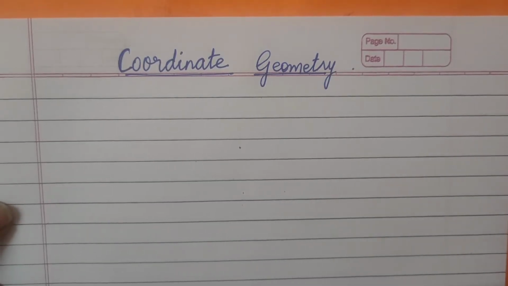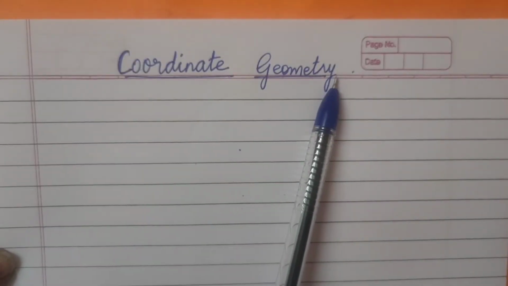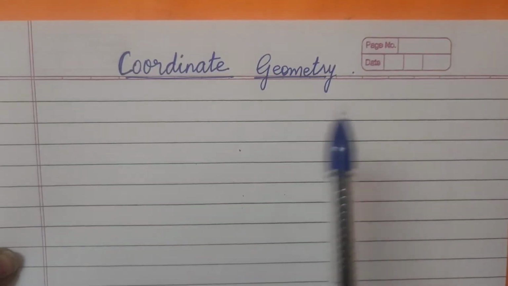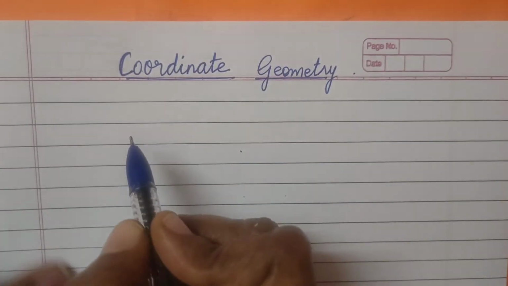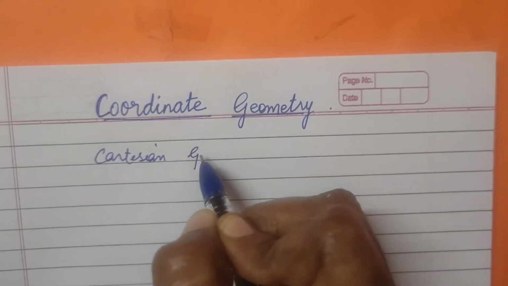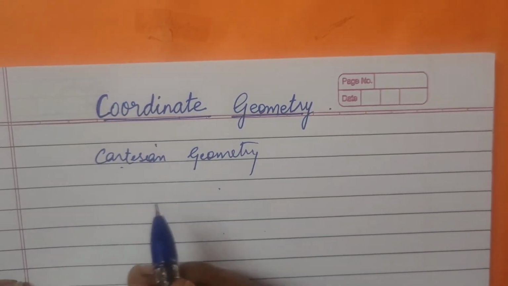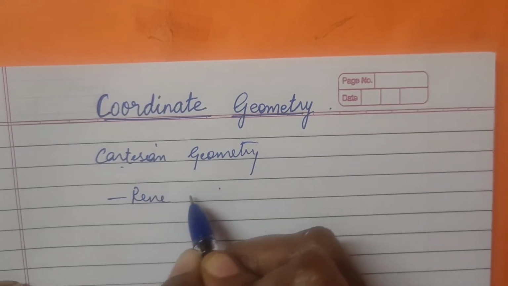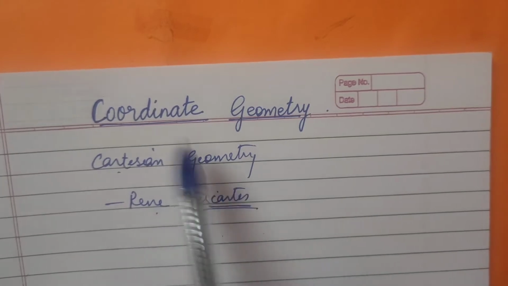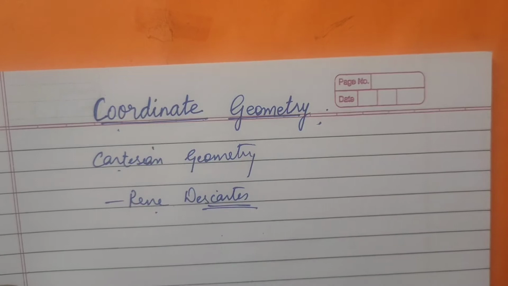Students, now we are going to a new topic in Math 2, that is coordinate geometry. Another name for coordinate geometry is Cartesian geometry. This Cartesian name has come from the mathematician Rene Descartes. He invented coordinate geometry, where he made the connection between algebra and geometry.